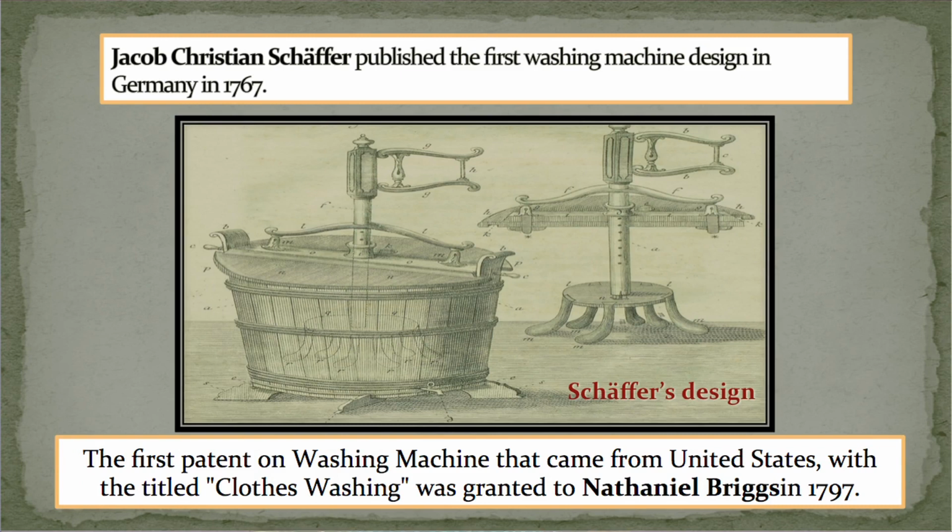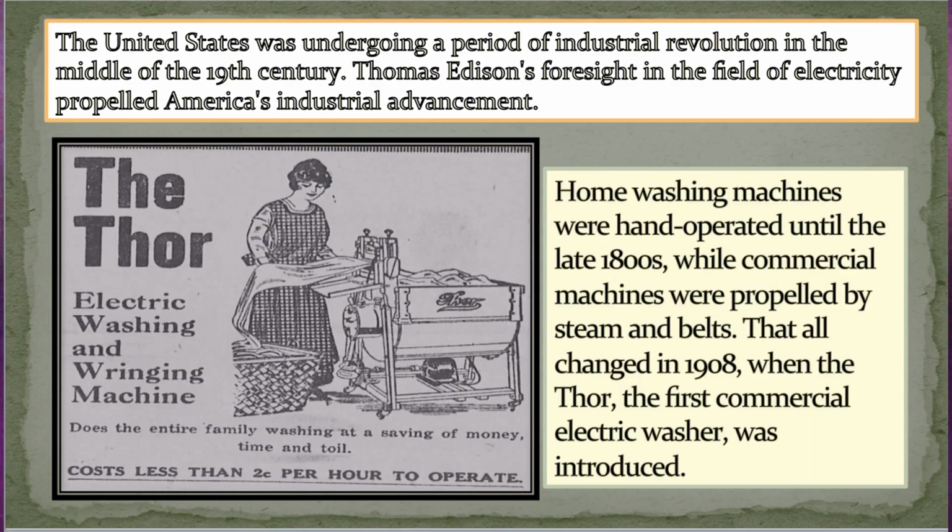The first patent on a washing machine from the US, with the title clothes washing, was granted to Nathaniel Briggs in 1797. The United States was undergoing a period of industrial revolution in the middle of the 19th century. Thomas Edison's foresight in the field of electricity propelled America's industrial advancement. Home washing machines were hand operated until the late 1800s, while commercial machines were propelled by steam and belts.